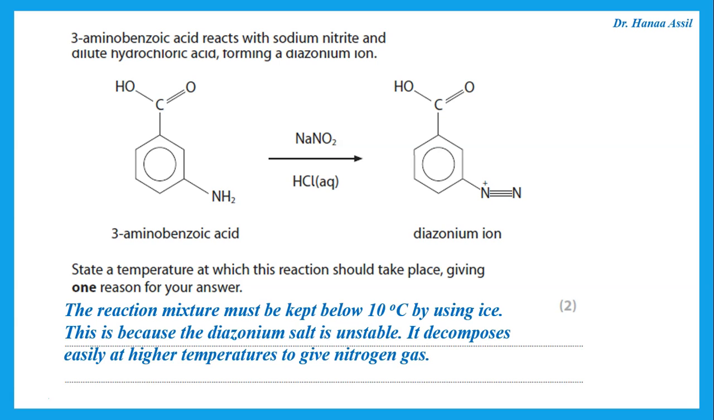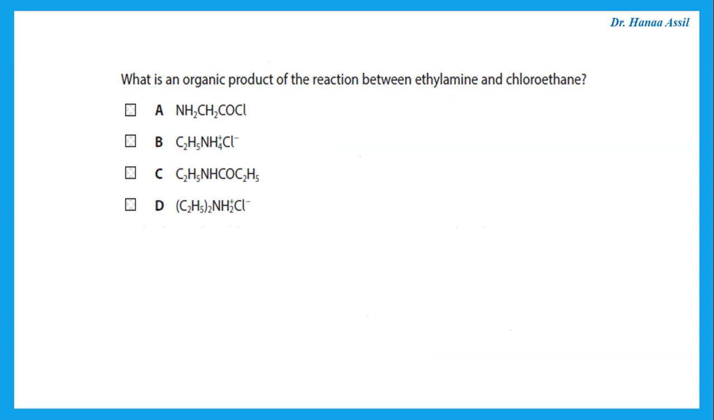Remember, we said the temperature should be somewhere below 10 degrees Celsius. We usually say 5 degrees by using ice. This is because the diazonium salt that is formed is unstable. It decomposes easily at higher temperatures to give nitrogen gas, so we don't want that to happen. We keep the temperature below 10 degrees Celsius.